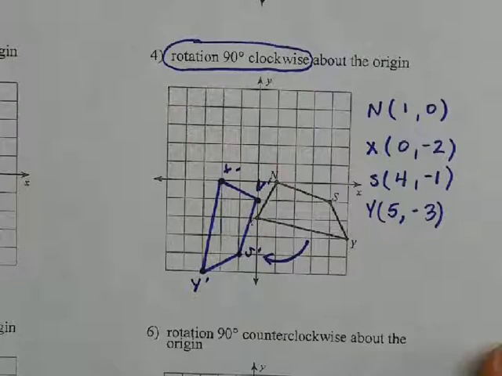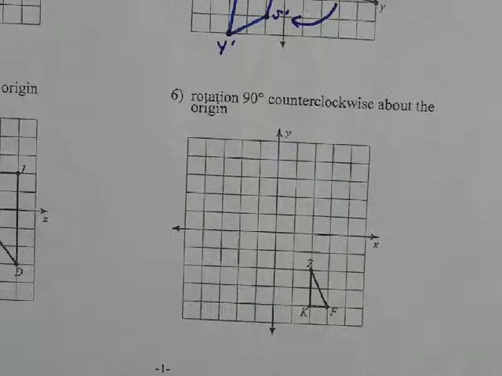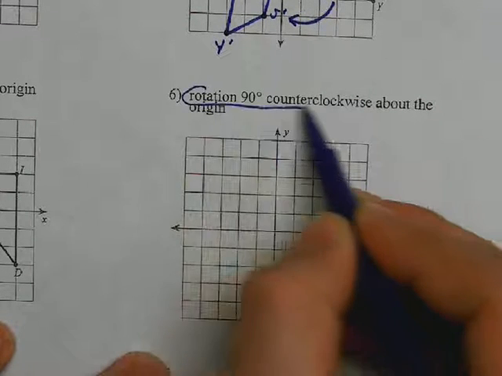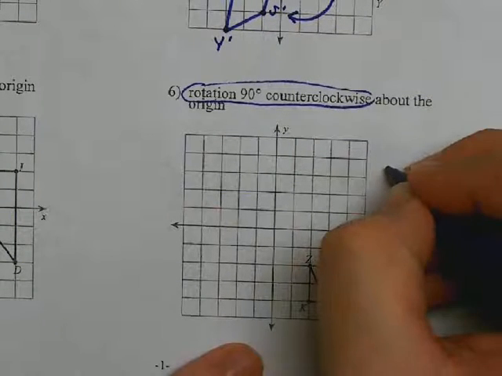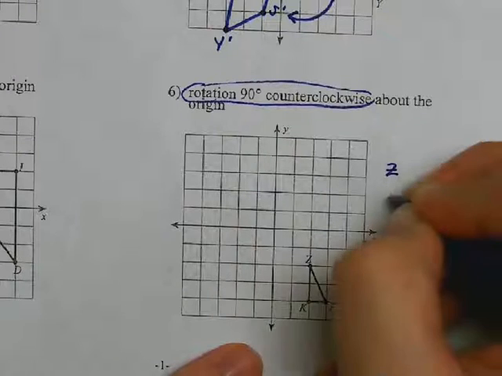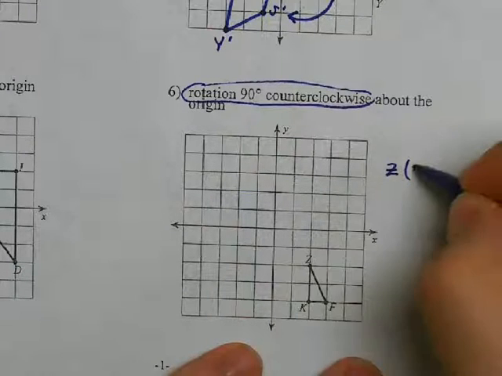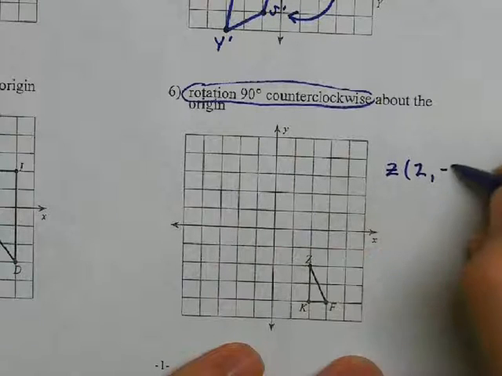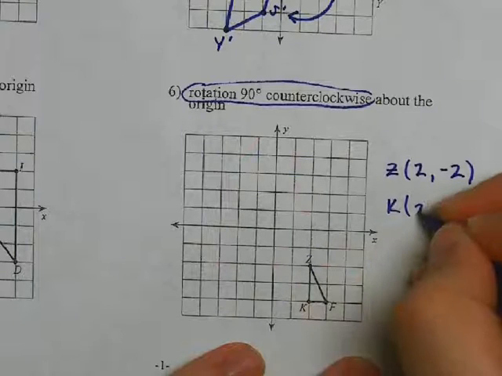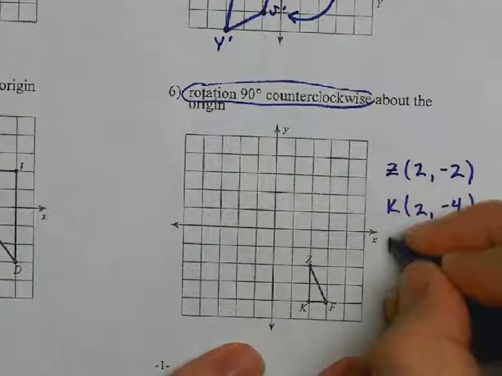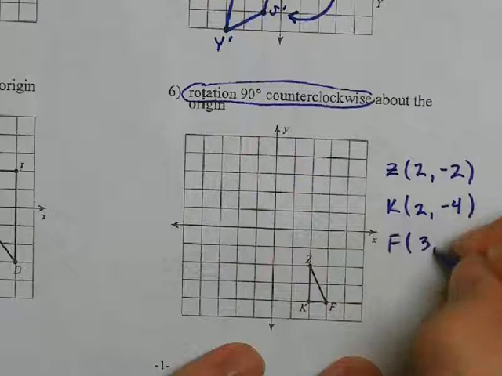Looking at number 6. Let's go down to number 6, a rotation of 90 degrees counterclockwise about the origin. So first step, again, circle that rotation. So I'm circling the rotation of 90 degrees counterclockwise, and that's just for you to remember this is the rotation that's happening. Next step, you need to determine the coordinate points of the Z, K, and F. So Z, let's say you go right 2, which is +2, and then down 2 is -2. You go to K, K is still at 2, but then you go down -4. And then F, looks like you step over one more and go to (3, -4).